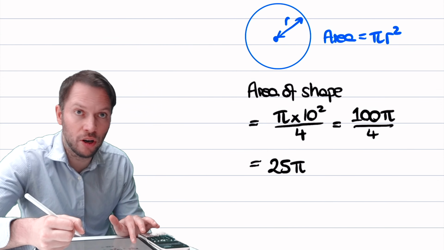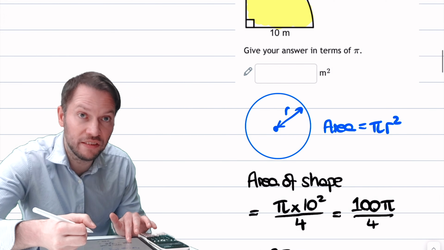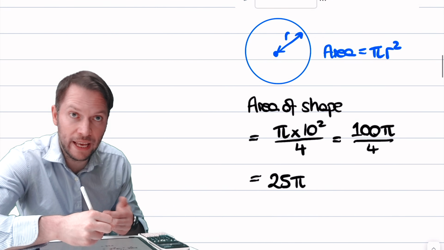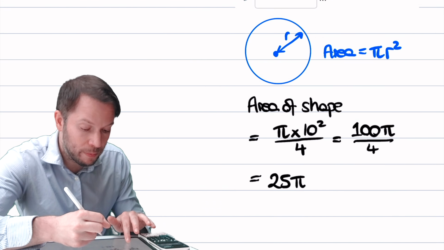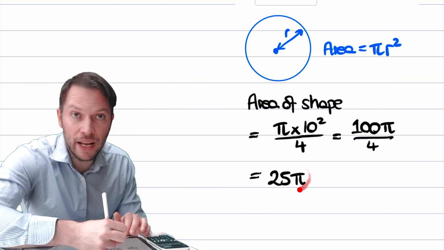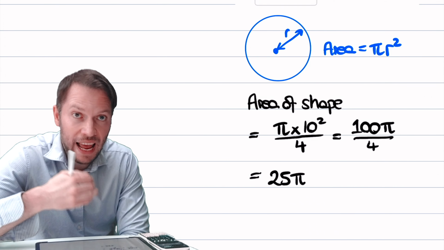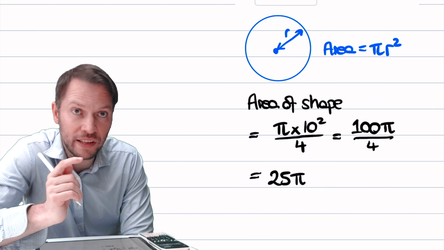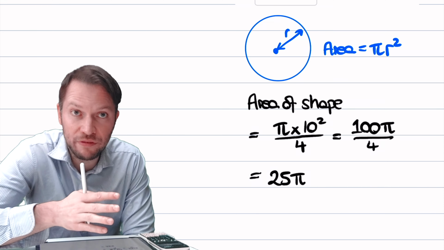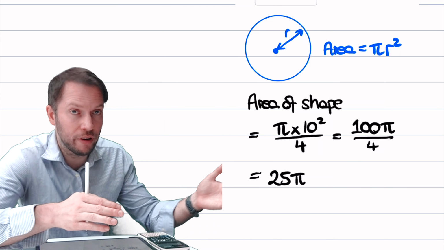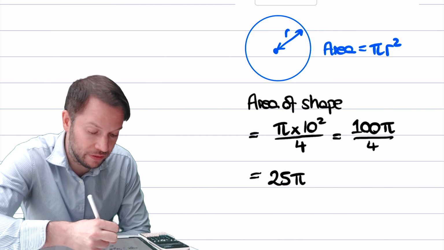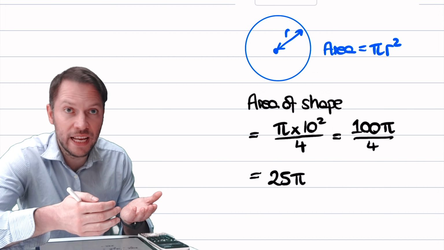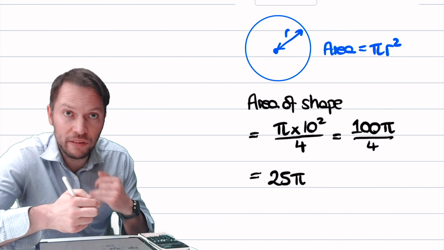Now, if the question asks for the area as a decimal, we'd need to put the 25 pi on our calculator and then convert it to a decimal. But actually, this is a perfectly valid answer. We can give our answer as 25 pi. The reason why that's a nice answer is because it's nice and exact. If we convert that to a decimal, we have to round it because the digits of pi go on forever. But if we give our answer as 25 pi, it's something we can understand, but it's also nice and exact.